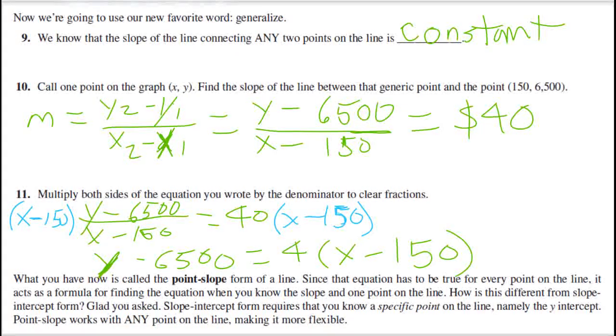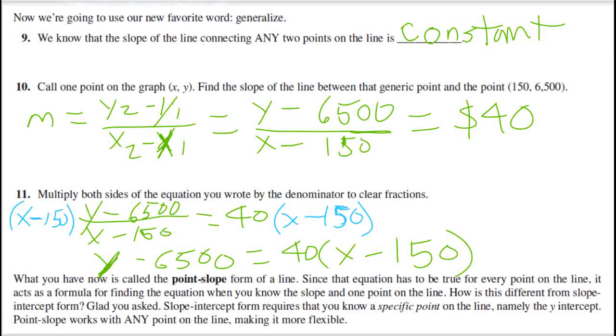What you have now is called the point slope form of the line. So this is now an equation. We have x on one side, we have y on the other side. We can plug in an x, take x minus 150, multiply it by 40, add 6,500, we end up with y. So it's an equation where we can calculate y once we know x. It's just in a different form than we're used to.